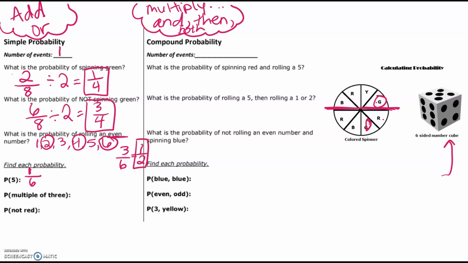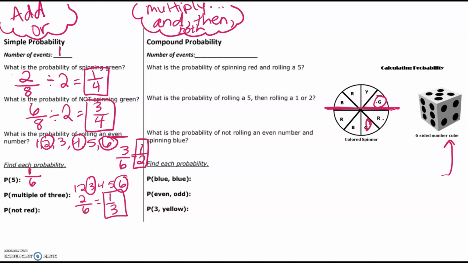So the next one says the probability of multiples of 3. So it wants to know, what about landing on a multiple of 3? Well, we know our sample space, right? Our sample space still is 1, 2, 3, 4, 5, or 6. The multiples of 3 are going to be 3, because 3 times 1, and 6, because 3 times 2. All right, so when we have those, we have 2 of them out of 6 possible. And we can go ahead and simplify that down into 1 over 3.